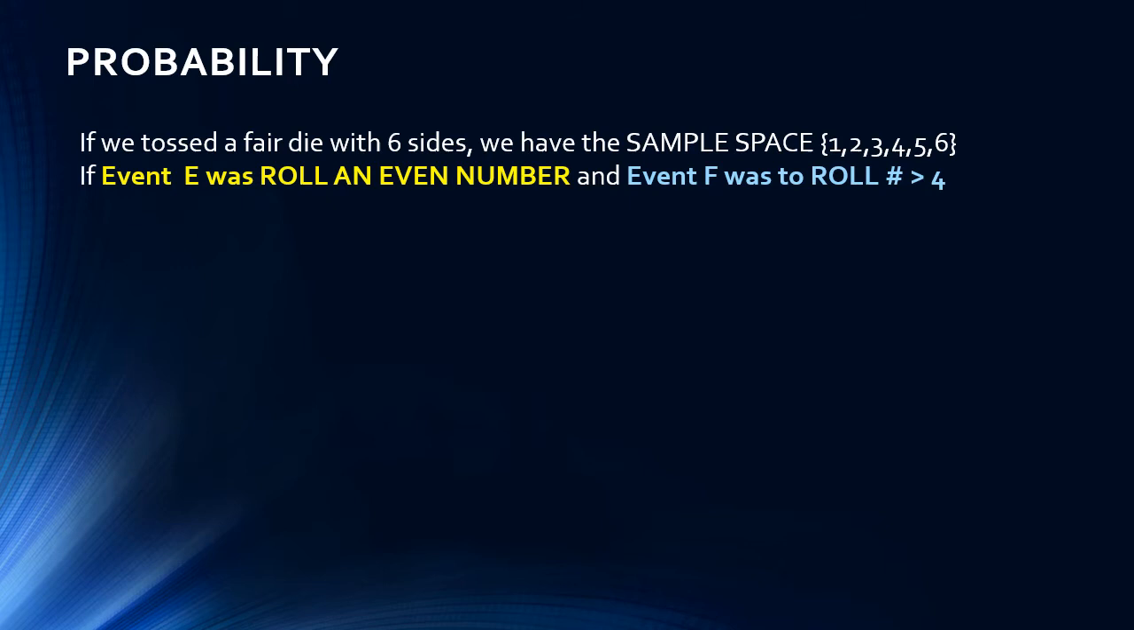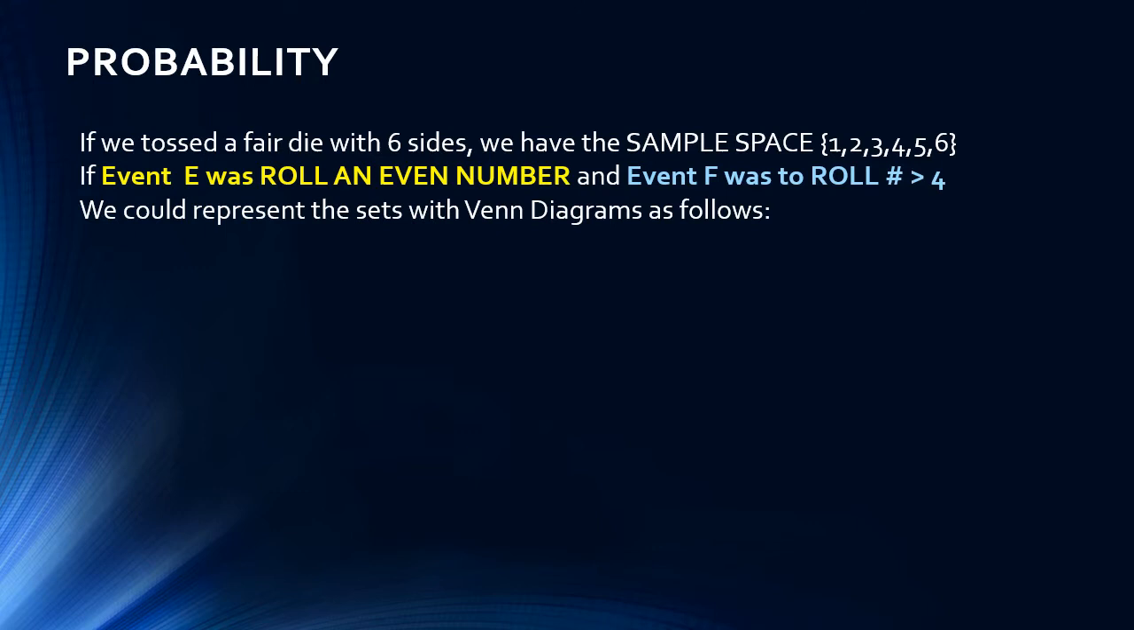If event E was to roll an even number, it's pretty easy to find the outcomes for E, which are 2, 4, 6. And if event F was to roll a number greater than 4, this would just be 5 and 6. We might want to figure out the probability of event E or F happening.